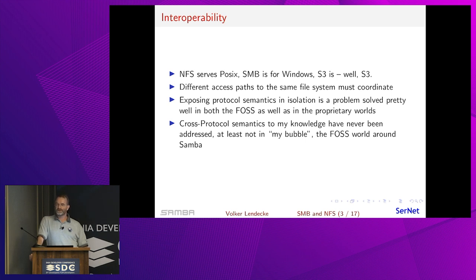You have to store these files somewhere. And Samba does it on a local file system. If you have different access paths to that same file system, you have to somehow coordinate. If you look at the different implementations, we have NFS servers, we have SMB servers, we have S3 servers, and of course we have a ton of POSIX file systems. Each of them serves their own niche pretty well. We have a ton of proprietary SMB servers and so on. They all do SMB pretty well.